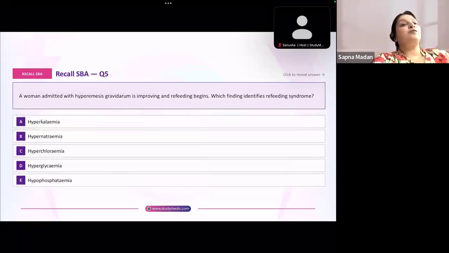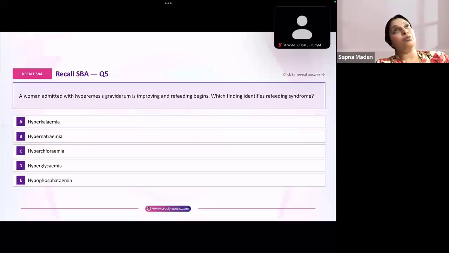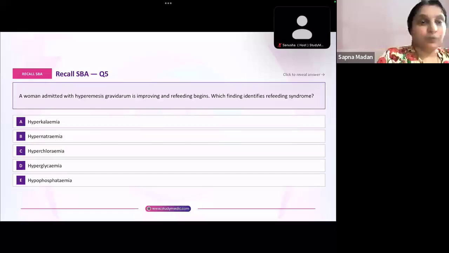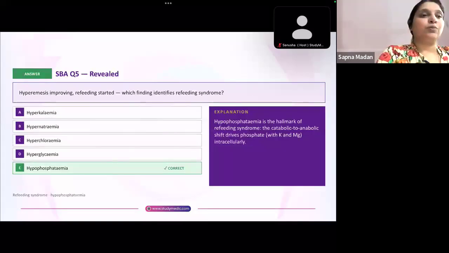A woman admitted with hyperemesis gravidarum is improving and refeeding begins. You started to refeed her with proteins and IV fluids. Which finding identifies the refeeding syndrome? Is it hyperkalemia, hypernatremia, hyperchloremia, hyperglycemia, or hypophosphatemia? Of course, it is hypophosphatemia, but there will also be hypokalemia and hypomagnesemia. The hallmark is hypophosphatemia, with low potassium and magnesium.